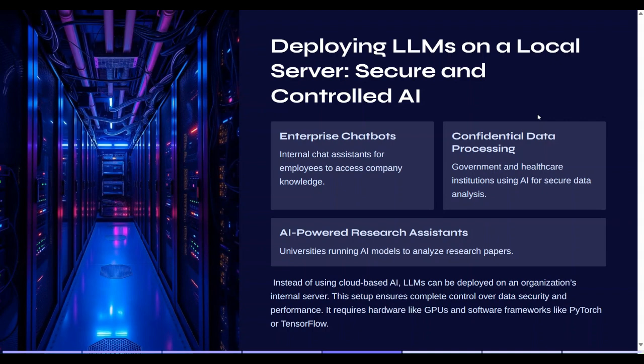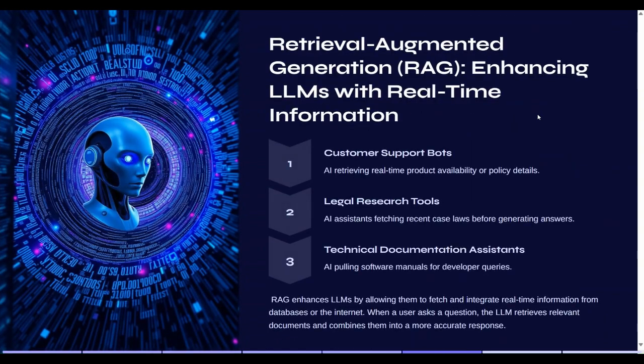Next, retrieval augmented generation. How it works: it enhances LLMs by allowing them to fetch and integrate real-time information from databases or the internet. Suppose a user asks a question, the LLM retrieves relevant documents and combines them into a more accurate response. The use cases are customer support bots, legal research tools, and technical documentation assistance.